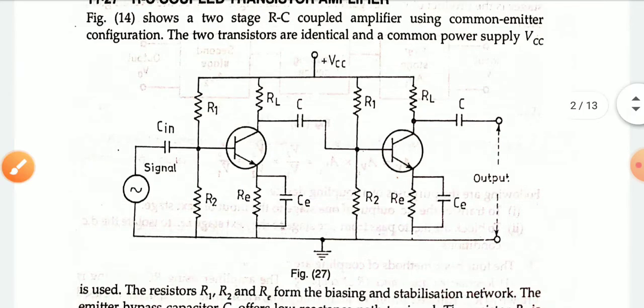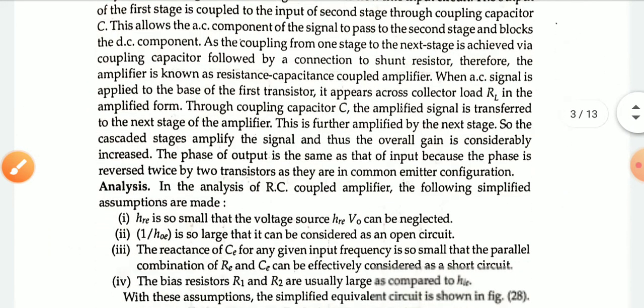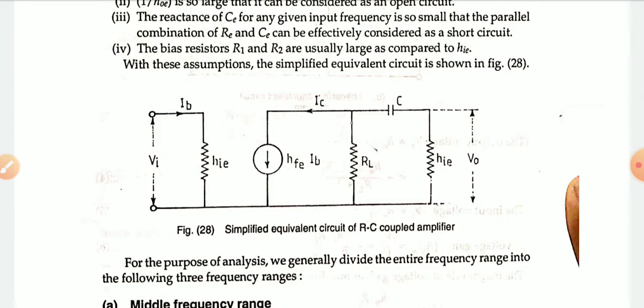And hoe, the transistor parameter which comes at the output side, you have to choose the transistor in such a way that hoe is so small, that means the admittance term, that is 1 by hoe, will also be a so high impedance and will work just like an open circuit. And for this reason it is represented as such.